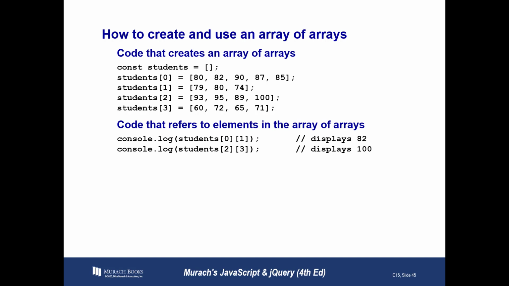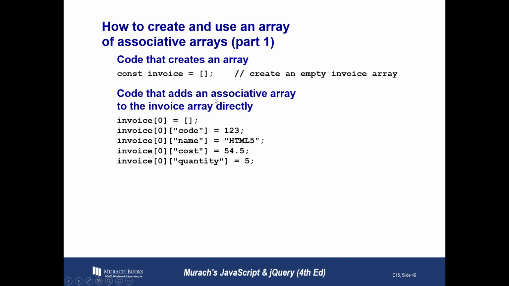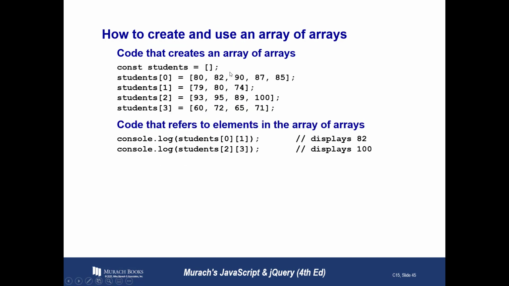All right, why? Because students 0, 1 would be this, right here. So that's an array, and this is an array, students. And maybe this is the scores of the first student, the scores of the second student, the scores of the third student, and the scores of the fourth student.